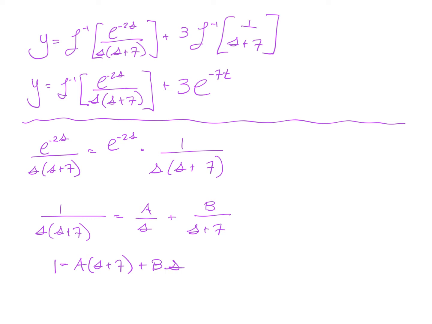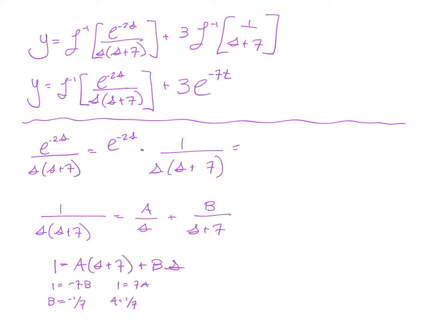Okay, so if s were negative 7, I would have 1 equals 0a minus 7b. So b is negative 1/7. And then if s were 0, I would have 1 equals 7a. So a equals positive 1/7.